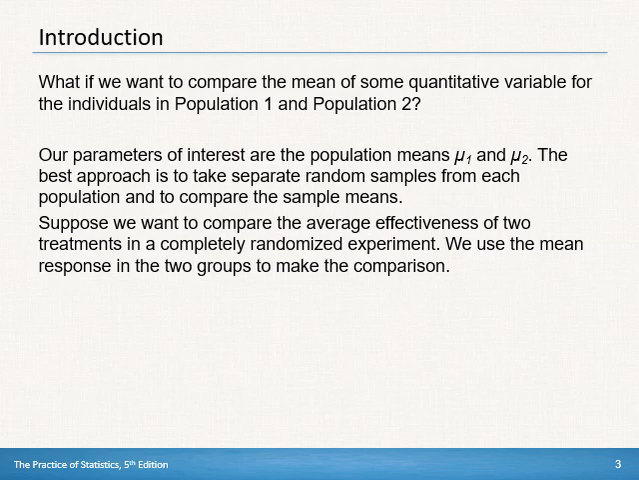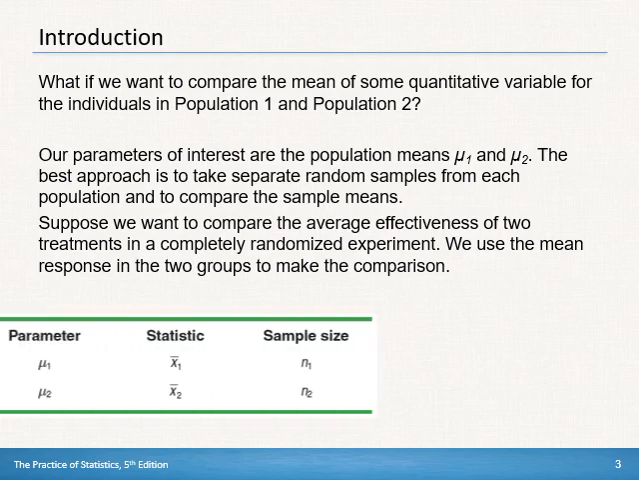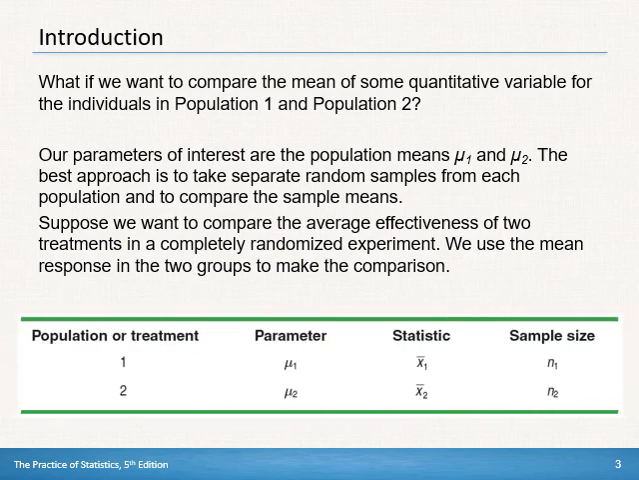All right, suppose that we want to compare the average effectiveness of two treatments in a completely randomized experiment. We use the mean response in the two groups to make this comparison. So sometimes we'll be taking samples from populations, sometimes we'll be subjecting two groups to different treatments in a comparative experiment. All right, so this table sort of visualizes what's going on.